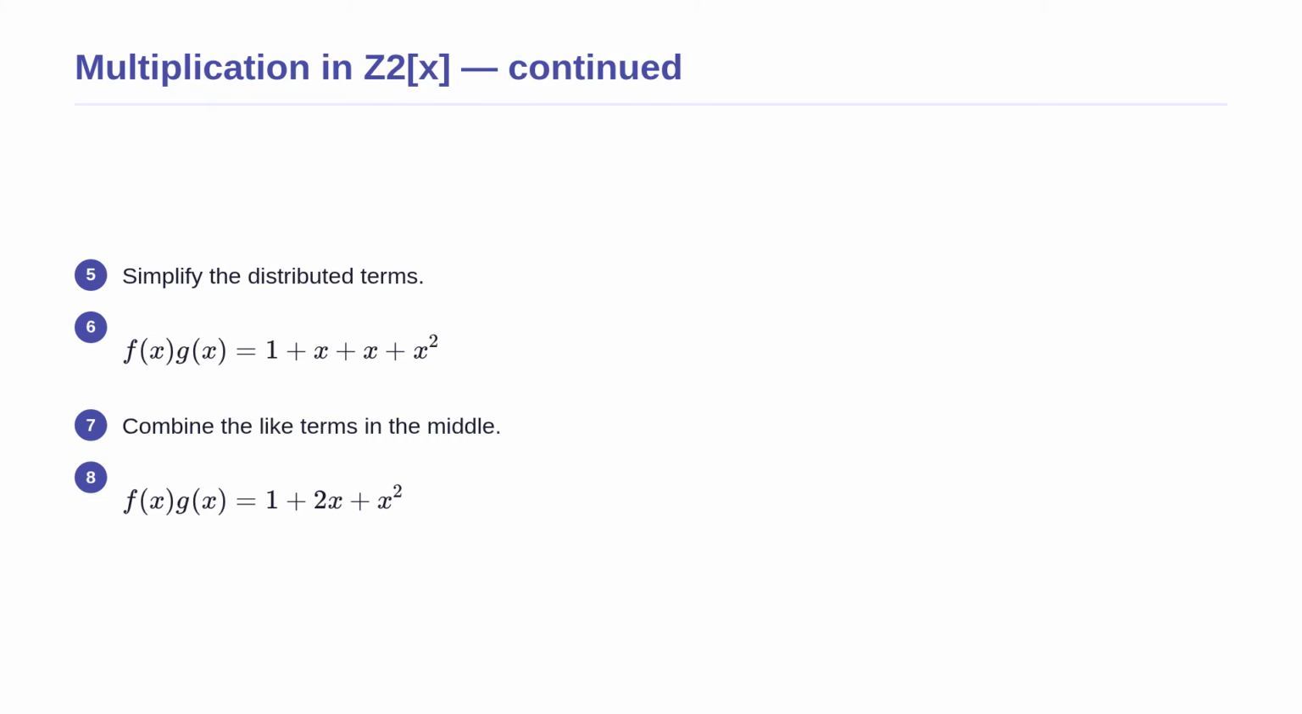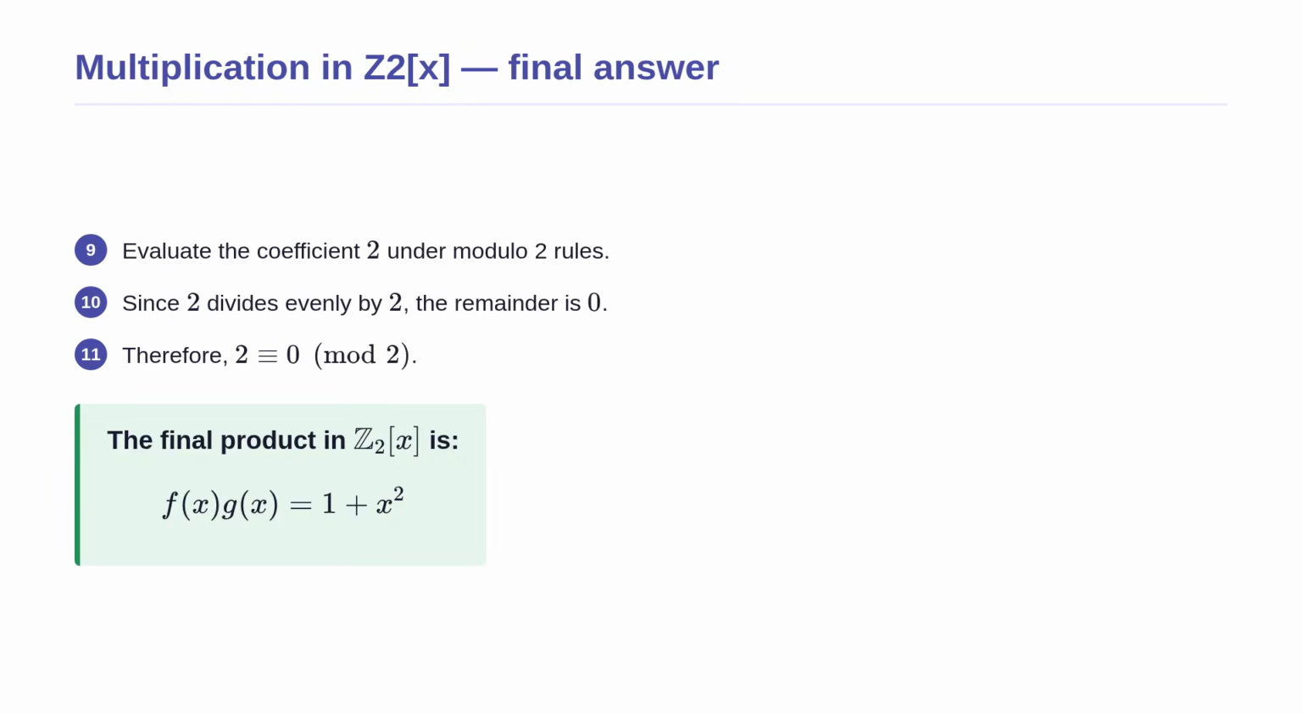Next, we combine the like terms in the middle, adding 1x and 1x to get a middle coefficient of 2. In a normal polynomial ring, we would stop here and declare this the final answer. However, our coefficients must belong to the specific base ring Z2. We must now evaluate this coefficient of 2 under the rules of modulo 2 arithmetic to find its true value. In this specific base ring, the number 2 is mathematically equivalent to 0 because modulo 2 arithmetic only looks at the remainder.